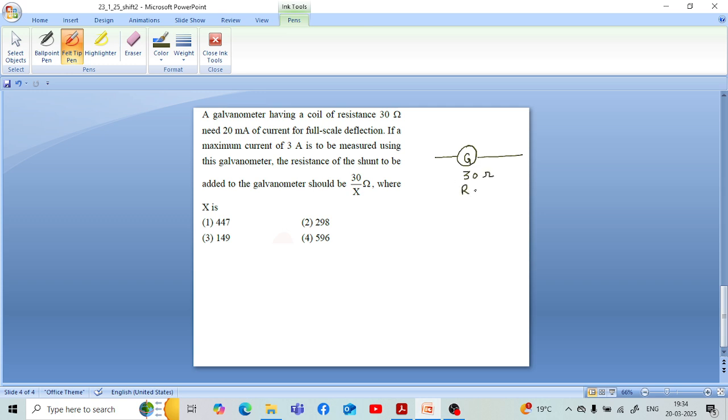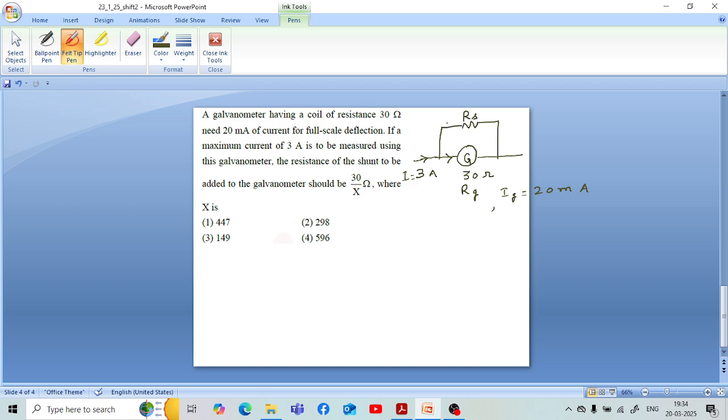Let us call it Rg, the resistance of the galvanometer, and the full scale deflection current, suppose we call it Ig, is given as 20 milliamperes. We have to place a shunt so that this galvanometer can measure 3 ampere current. So we place a shunt in parallel path to it. Let us call this shunt Rs, and the maximum current that has to flow through this arrangement, let us call it I. So I is 3 amperes.